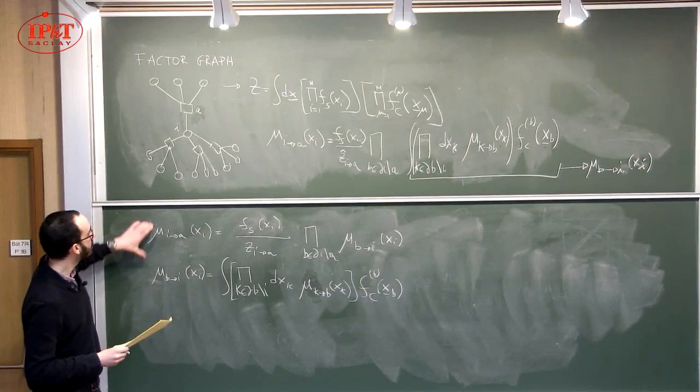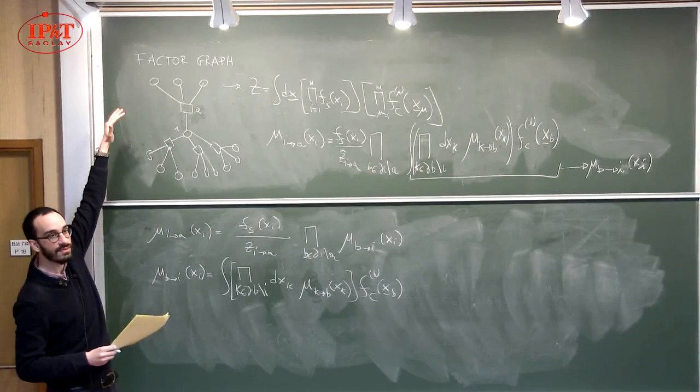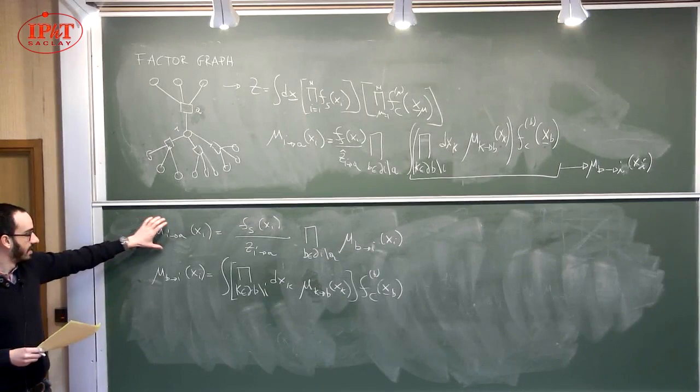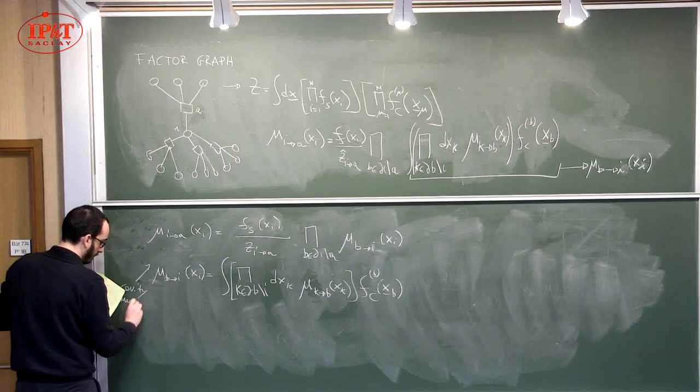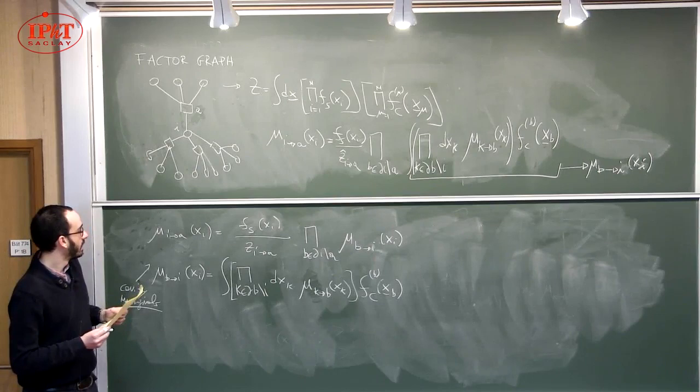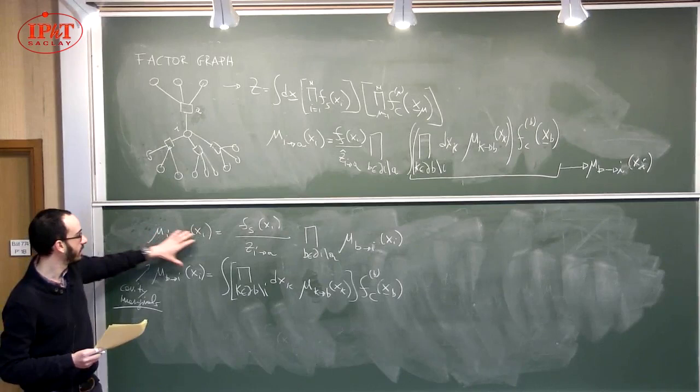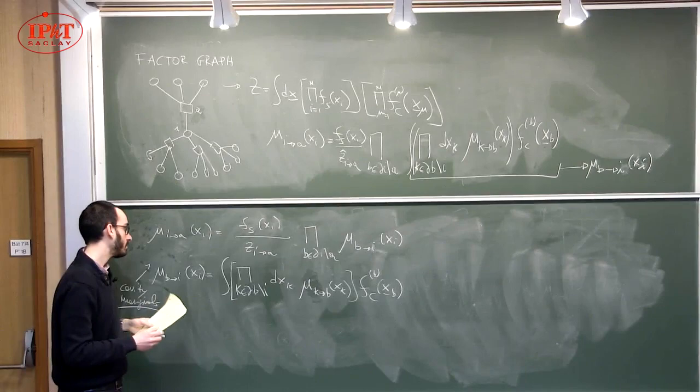So again, you can imagine that you have a big tree, and then you start from the leaves of the tree, and then you iterate these two equations, and then you get the cavity marginals. These are called cavity marginals because they are the marginals without one link. And then you start from the leaves, and then you iterate in the bulk, and you get all these probability distributions. And then once you have them, you can compute the real marginals.